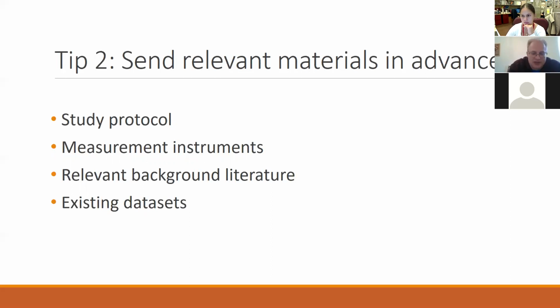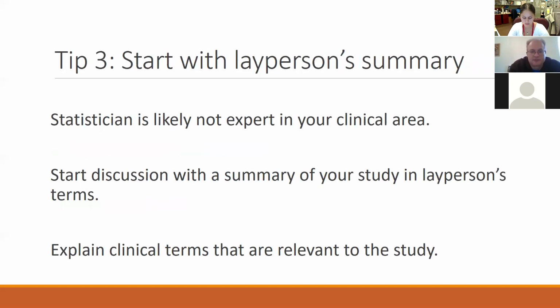So if you're administering a survey and you're asking about exposures or risk factors for a certain disease, those measurement instruments that you would be collecting the data with, it would be good to send that to the statistician early on to have their input. Any kind of relevant background literature on the topic or the medical topic that you're looking at. Are there some existing data sets that already exist in terms of having that data? Or if you've collected some preliminary data, you could send that to the statistician as well.